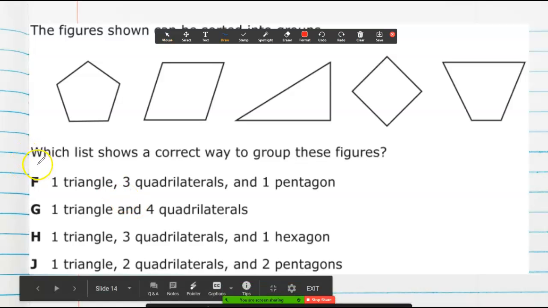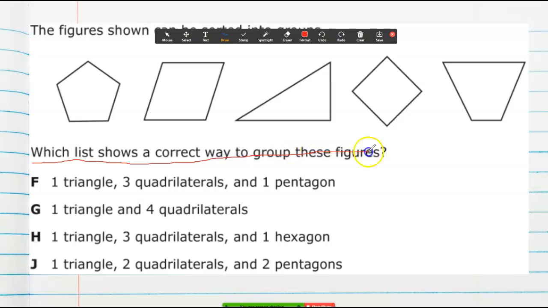Okay. Which list shows a correct way to group these figures? Okay, so we're putting these in groups. So, of course, we need to label them. 1, 2, 3, 4, 5. So right here I have a five-sided shape, which we know is a pentagon. Okay, right here it looks like a square. Remember, it's kind of pushed a little bit to the side. All of the sides are parallel. Okay, so this has 4 sides, which means it's a quadrilateral. And we know it is a parallelogram.